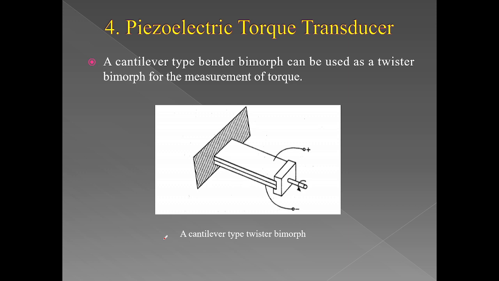The fourth one is piezoelectric torque transducer. You can see a cantilever present here. What is the use of this cantilever? It will rotate like a small knob-like structure which rotates like this. So this can be used like a twister type and also like a bender type. Okay, so a cantilever type bended biform can be used as a twister biform for the measurement of the torque. So a small movement can be done so that the torque, that is the movement, will be recognized from one part to another part, one distance to another distance. So this is piezoelectric torque transducer.